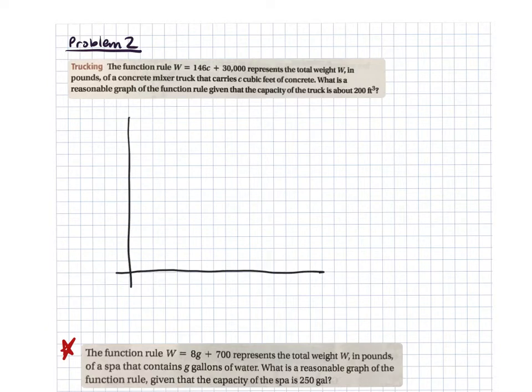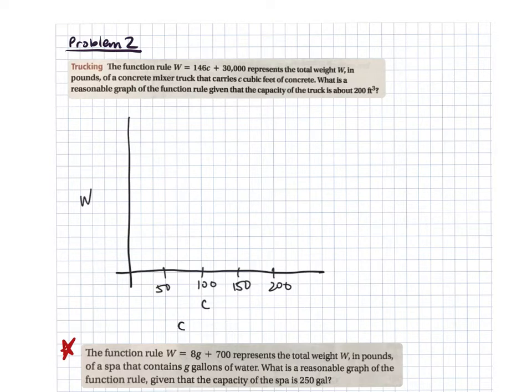And then the independent variable is C, so that's going to be on the bottom, and then W is going to be on the left. So the capacity is about 200 cubic feet, so we can't go more than 200. So let's make this 200. That's 100. Oh no, not great. Hold on. All right, I fixed that. So the lowest C could be is 0, right?